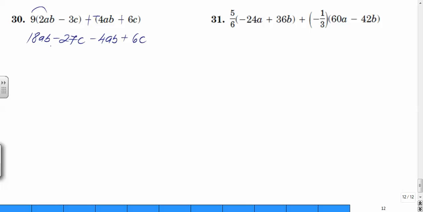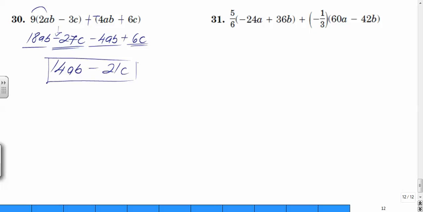Next step, combine your like terms. 18ab minus 4ab will be 14ab. Minus 27c plus 6c, they have different signs. I will subtract the smallest from the largest. 27 minus 6 will be 21, 21c, right? And keep the sign of the largest one, which is minus 21c. And this is the answer to this problem. 31. Order of operations, right?